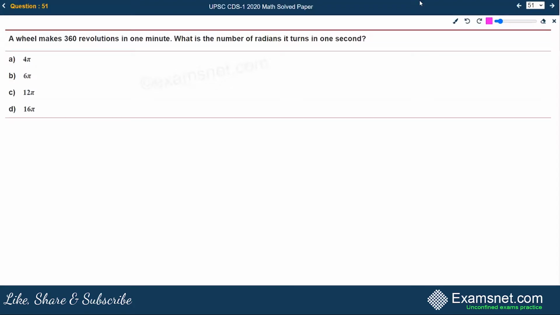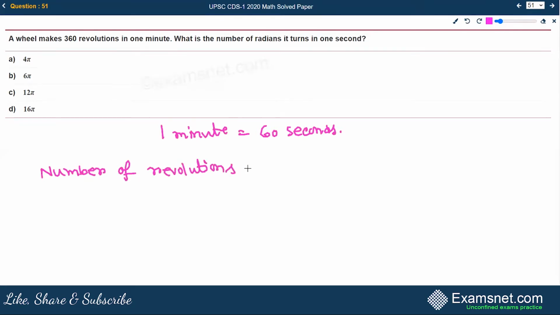In question number 51, it is given that a wheel makes 360 revolutions in 1 minute. What is the number of radians it turns in 1 second? First of all, 1 minute equals 60 seconds. Now, the number of revolutions made by the wheel in 1 minute is 360, correct? Now we are going to find it for 1 second, correct?